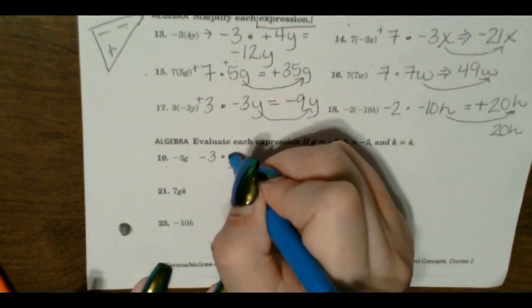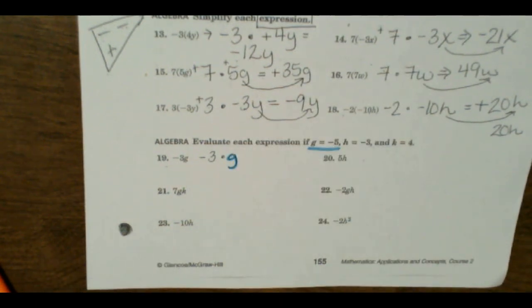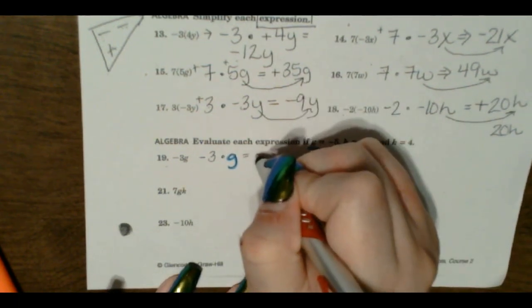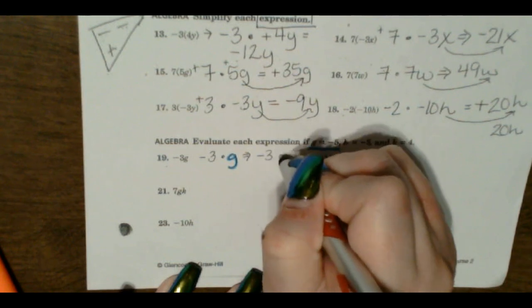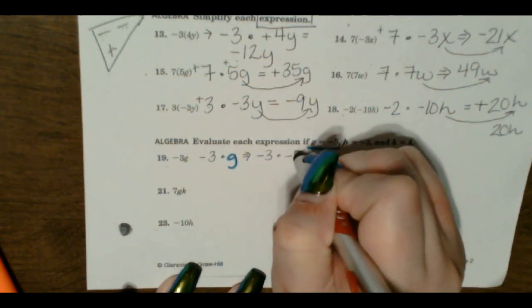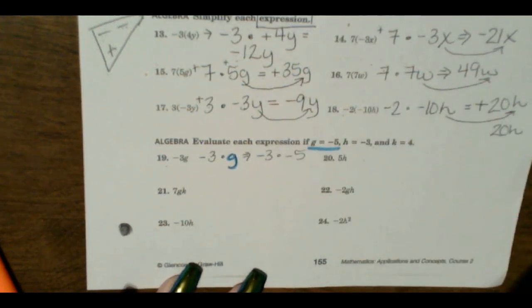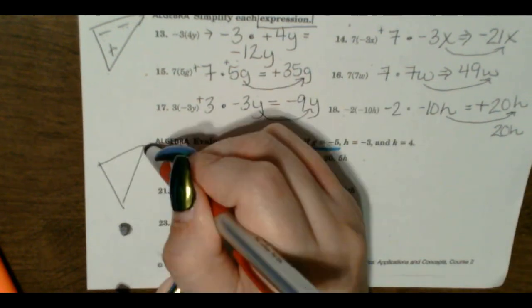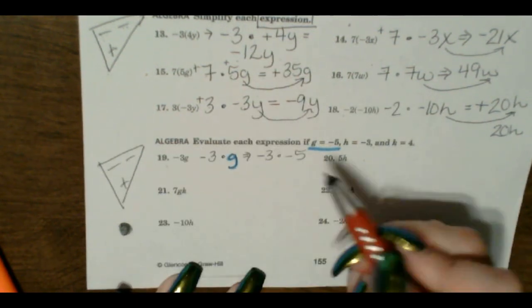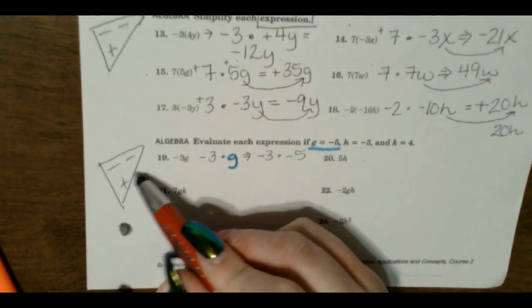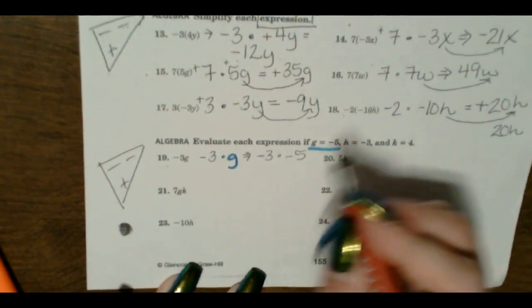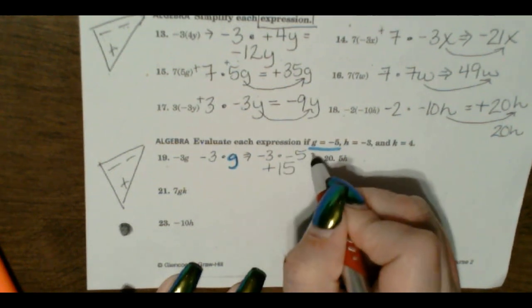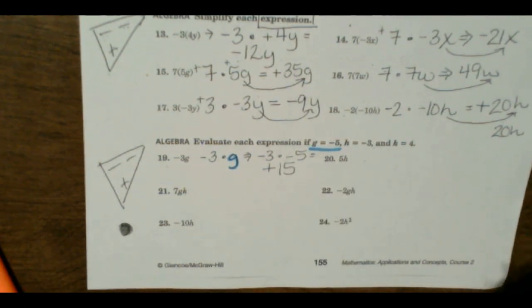So I'm going to plug in that -5 for G. So it's -3 times a -5. Well, this is simple. I know how to do this now using Dorita Man. I'm going to rewrite Dorita Man again. A negative times a negative. Negative times negative is a positive. 3 times 5 is 15. So your answer is a positive 15.